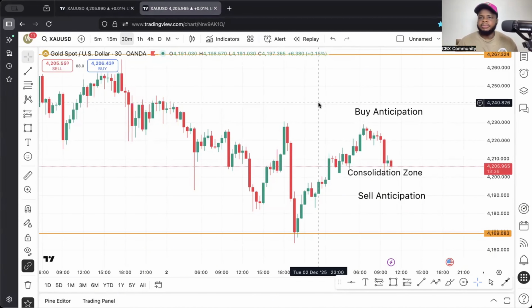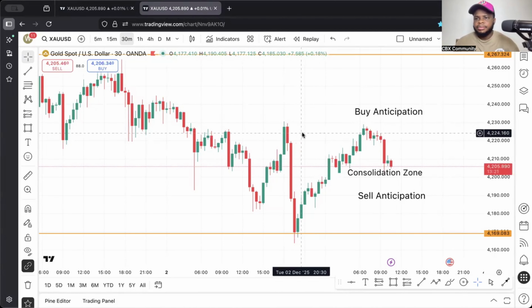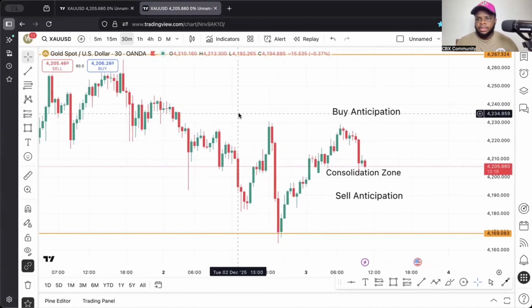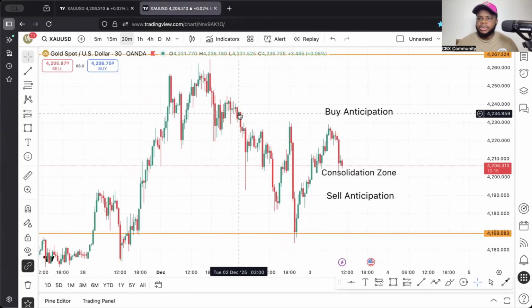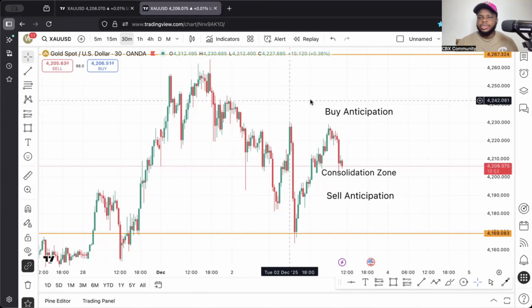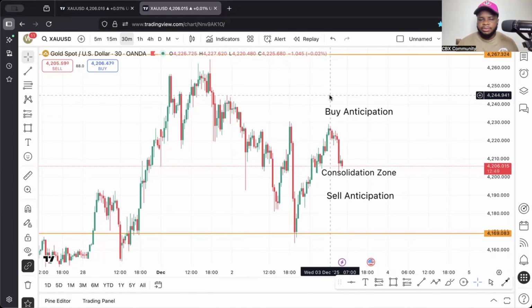So let's analyze the market structure so that we'll be able to know what we're anticipating the market to give to us. So let's look at the monthly chart, then the daily chart, then the 4 hours, then the 1 hour and 30 minutes, so that we'll be able to know what the monthly chart is saying, what the daily chart is saying, and what the 4 hours, the 1 hour and 30 minutes are saying, just for us to have an idea of what we're anticipating the market to give to us.